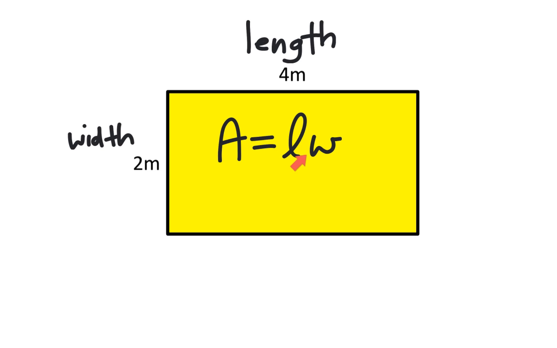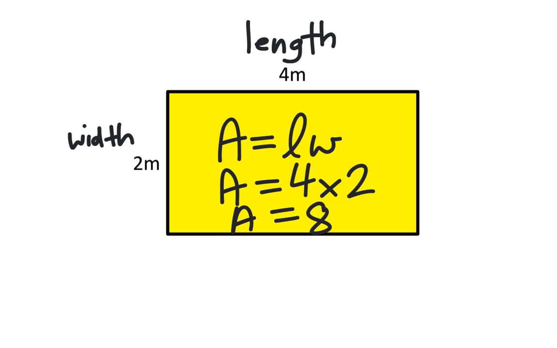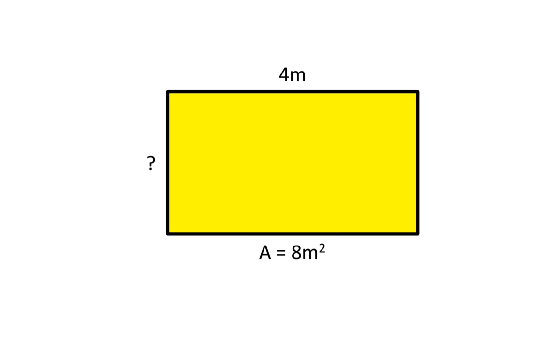You'll notice that there is no multiplication sign between these two variables. When there are two variables side by side with no operation, you can assume it to be multiplication. To find the area of this rectangle, all I need to do is take the length and multiply it by the width. So 4 times 2 gives you 8 meters squared. Therefore, the area of this rectangle is 8 meters squared.